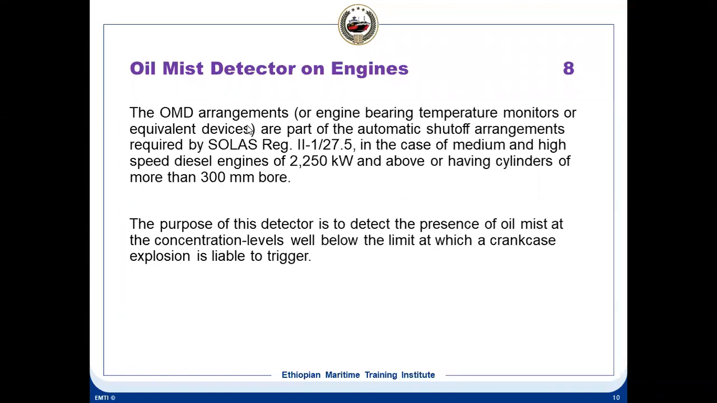The OMD arrangements for engine bearing temperature monitors, or equivalent devices, are part of automatic shutdown arrangements. This is required by SOLAS regulations in the case of medium and high speed diesel engines. Now this is basically the oil mist detector which is fitted on the engines, as per the SOLAS regulations. The purpose of the detector is to detect the presence of oil mist at concentration levels well below the limit at which a crankcase explosion is liable to occur.